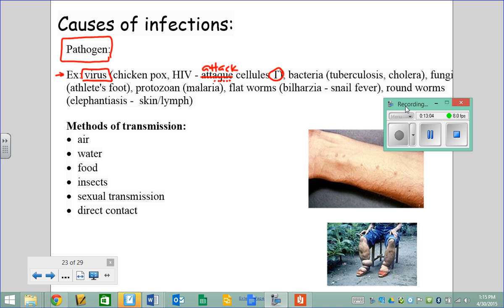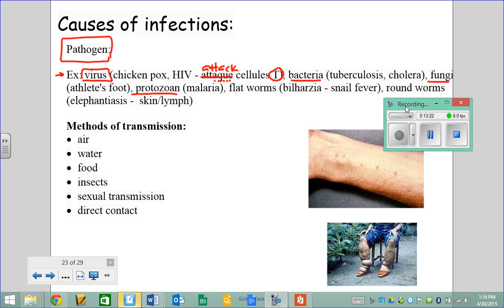It could be a bacteria. That's what causes tuberculosis or cholera. It could be a fungi, like what causes athlete's foot. It could be a protozoan. That's a small unicellular organism. That's what causes malaria, for example.